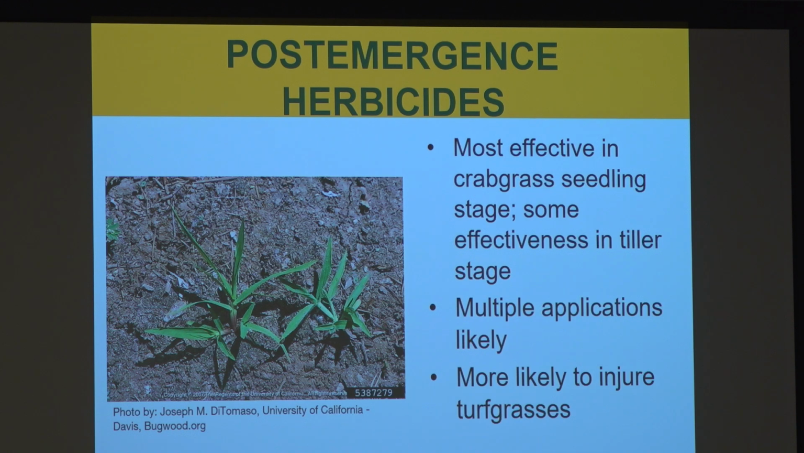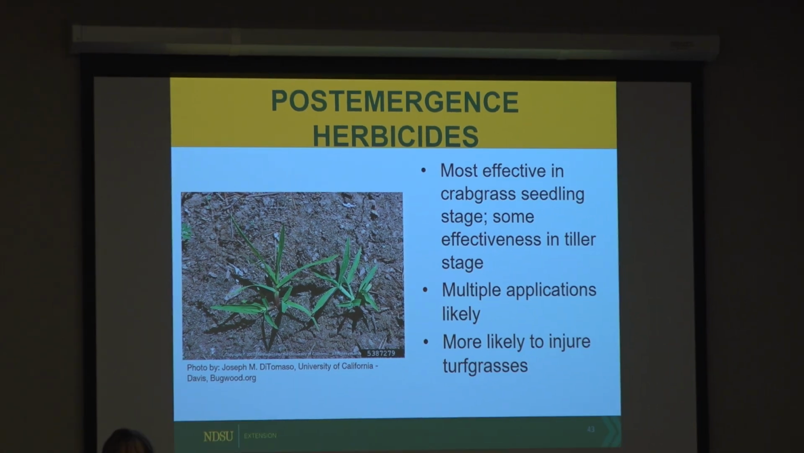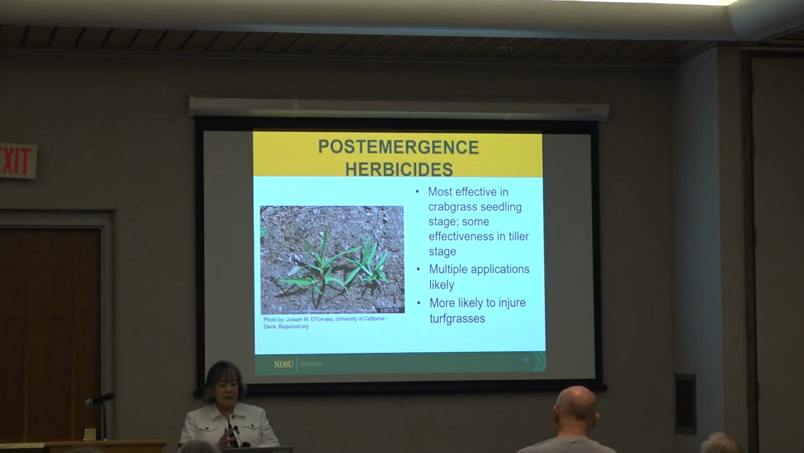All right, so you had a busy spring and you didn't get to put down either dithiopyr or pendimethalin. So what do you do? We've got post-emergence herbicides. They're more effective when the crabgrass seedlings are smaller, but there's some that will have effectiveness in the tillering stage. And I'll show you tillers in the middle in a minute.